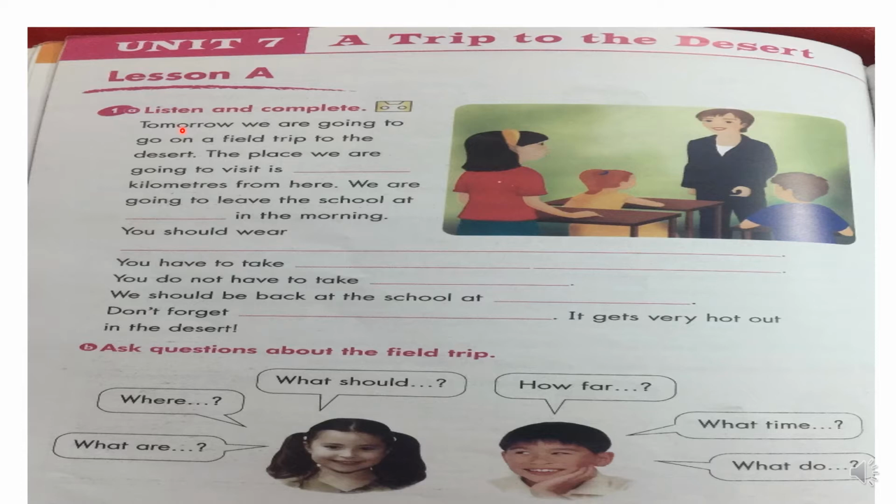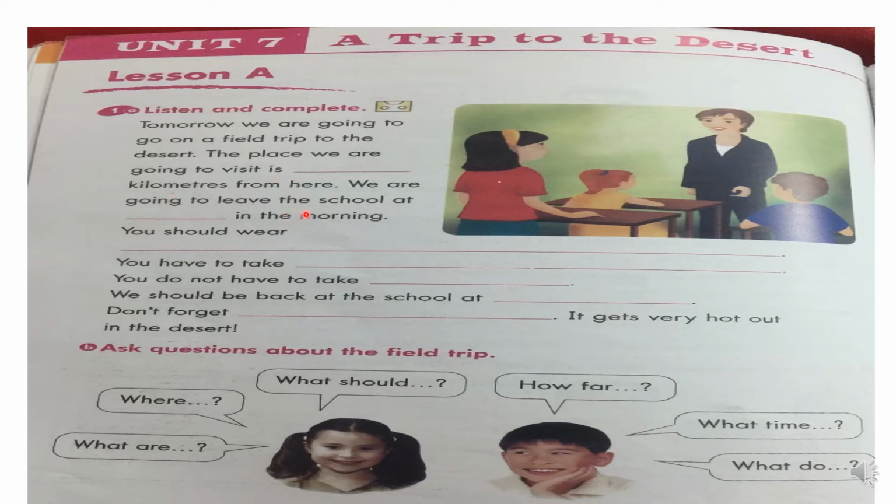Exercise number 1, A. Listen and complete. You're going to listen to be able to complete here the passage. Let's read it together. Tomorrow we are going to go on a field trip to the desert. So where are they going tomorrow? They are going to the desert. The place we are going to visit is, for example, 10 kilometers from here. So the distance between the school and the place is 10 kilometers.